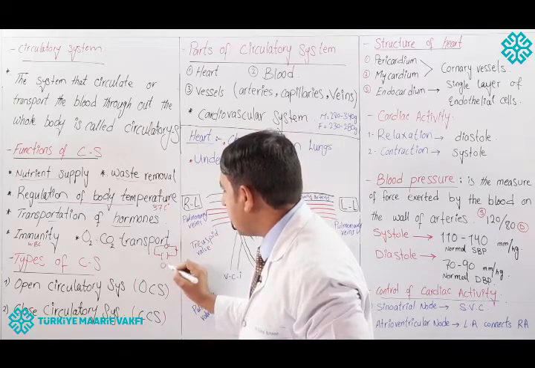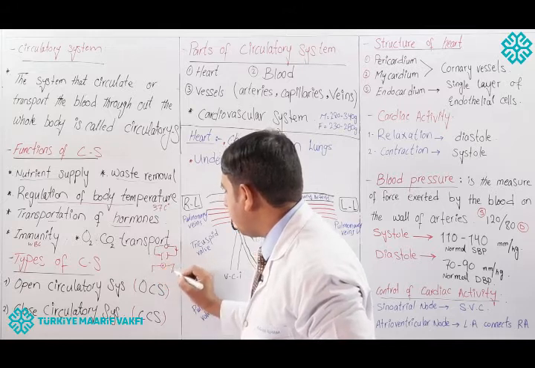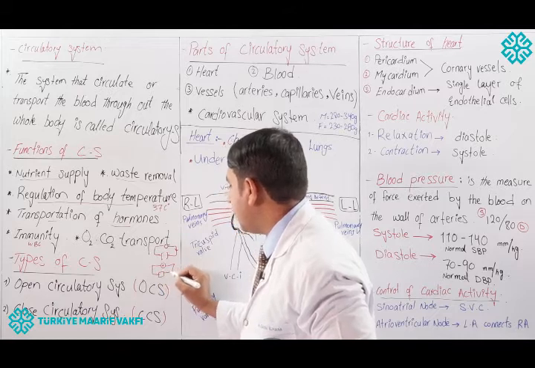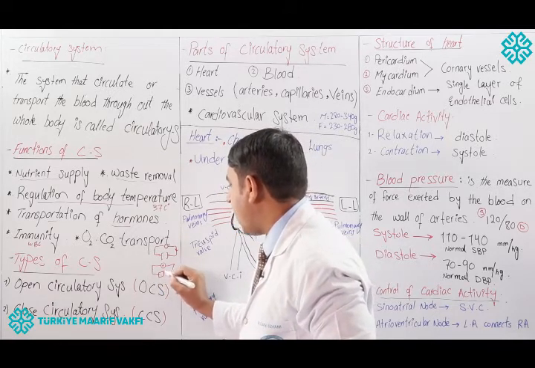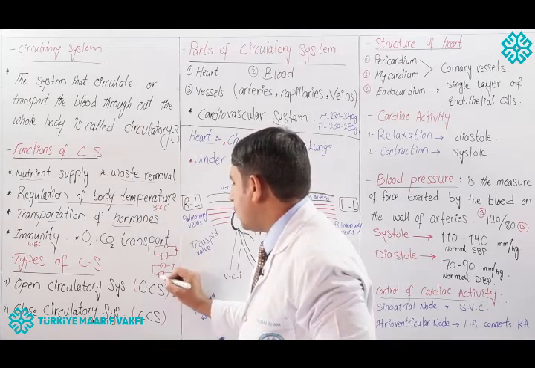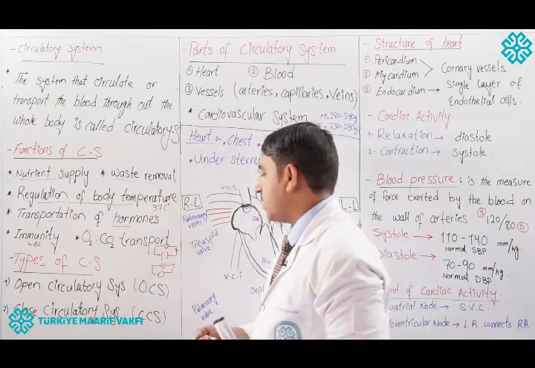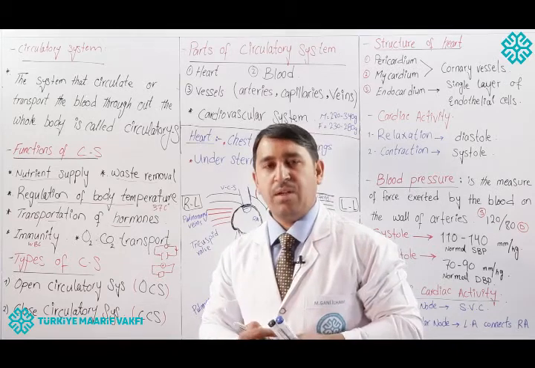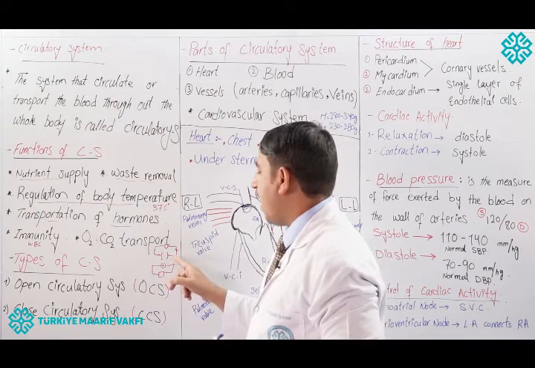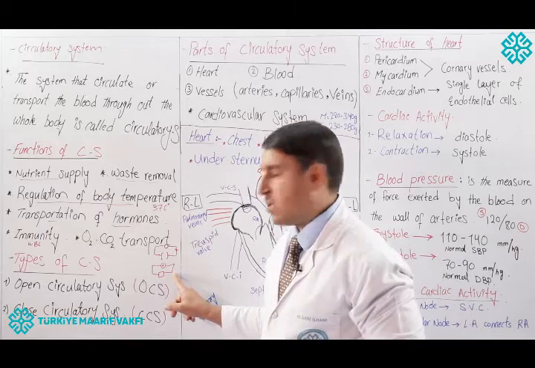The second type of circulatory system, just think it is our heart, and the heart is pumping the blood, and this blood is coming to the tissues. In this part, the vessels are closed with each other. Here the vessels are open. So this type of circulatory system is named the closed circulatory system. We have many types of living organisms. Some of the living organisms have an open circulatory system and some of them have a closed circulatory system.